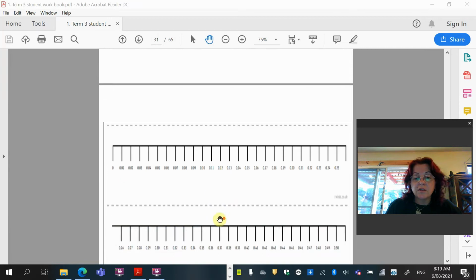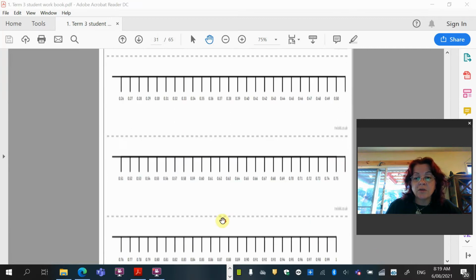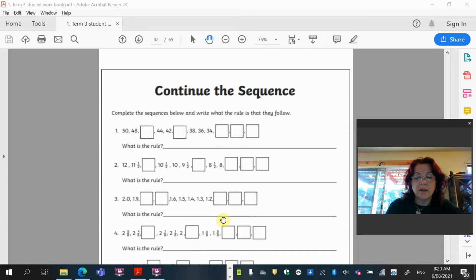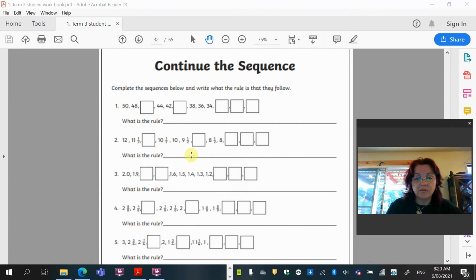0. So you don't have to do anything with that. We'd cut it out and glue it all together if we were at school, but don't worry about that. Then you're going to do some sequence work with numbers. Now whole numbers are easy. We've done that before. And write down what the rule is.